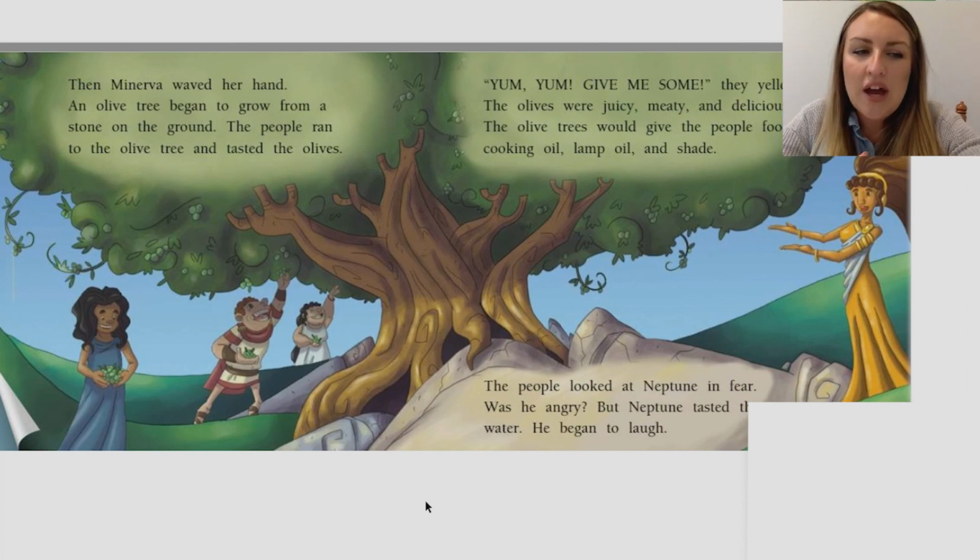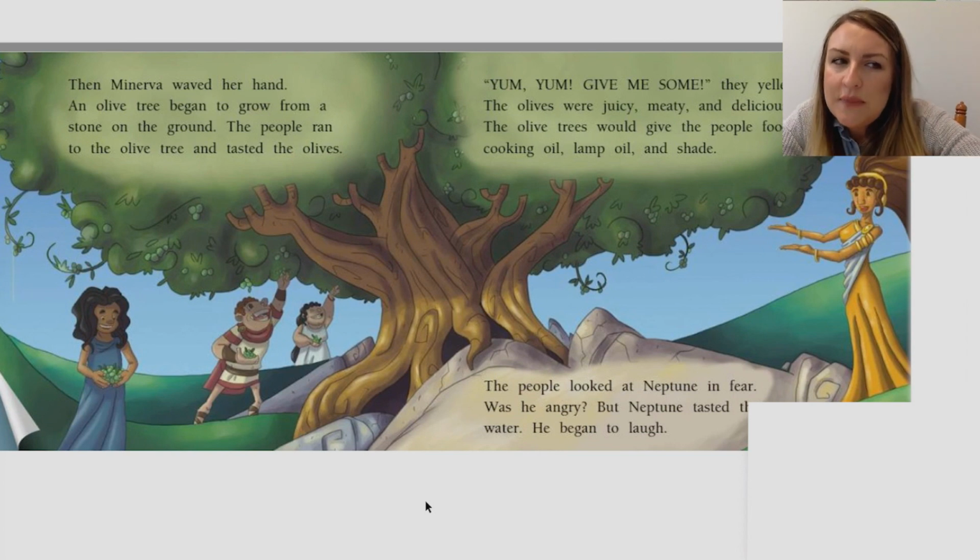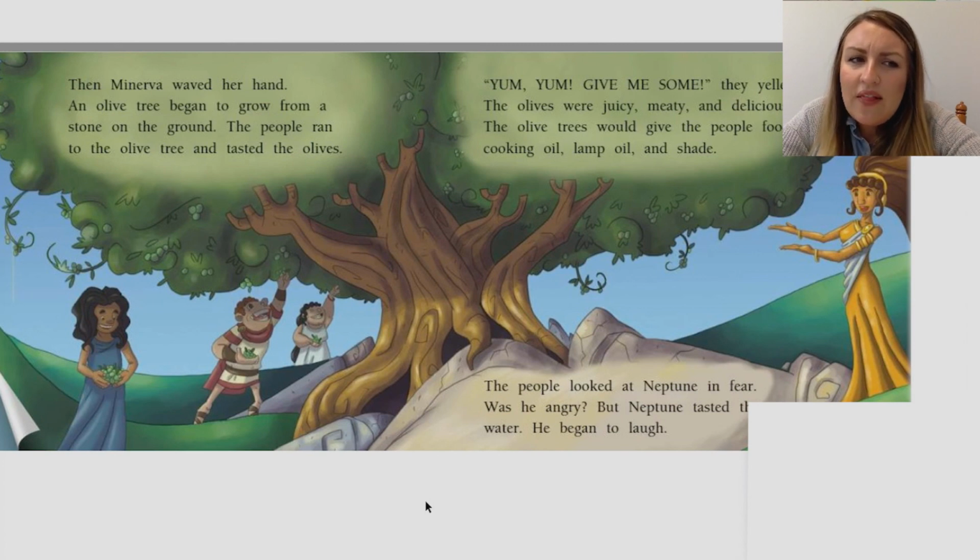Excellent. Great job remembering all those purposes of olives. Why do you think the people looked at Neptune in fear when they loved Minerva's gift? I agree. The text said that you don't want to make Neptune angry. He can use his trident to make storms, earthquakes, and floods.